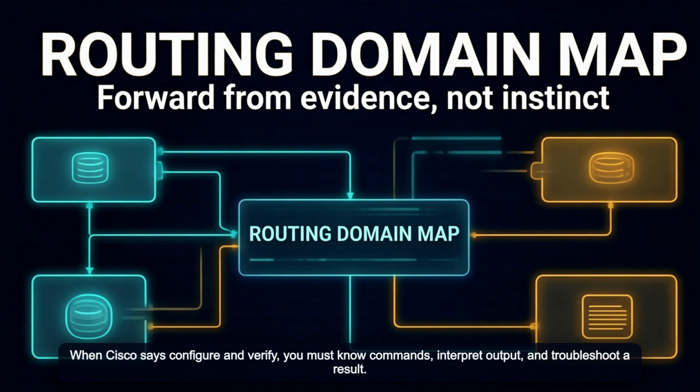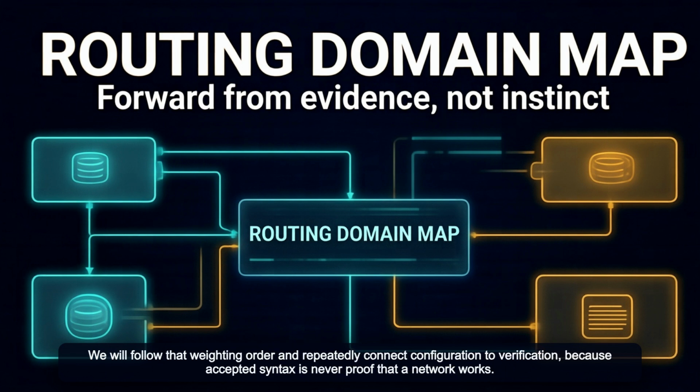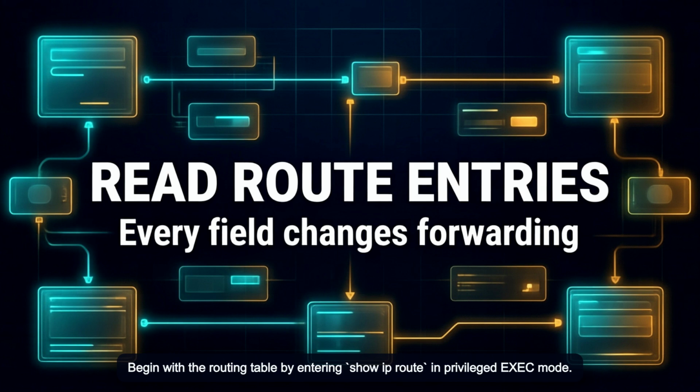When Cisco says configure and verify, you must know commands, interpret output, and troubleshoot a result. When Cisco says interpret, explain, describe, compare, or recognize, you still need conceptual precision, but configuration practice deserves extra attention. We will follow that weighting order and repeatedly connect configuration to verification, because accepted syntax is never proof that a network works. Begin with the routing table by entering show ip route in privileged exec mode.